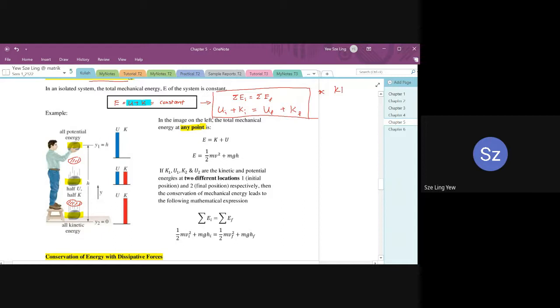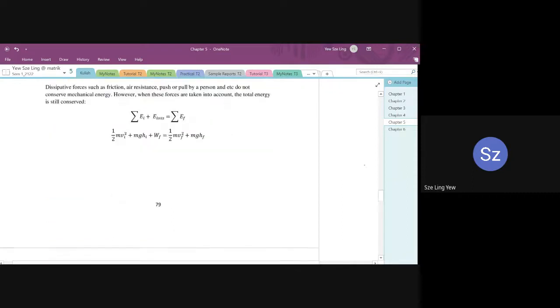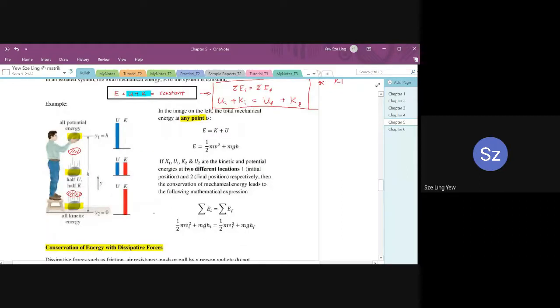If K1, U1, K2, and U2 are the kinetic energy and the potential energy at 2 different positions, you can rewrite it in this form. This is basically the equation that I gave you just now. You choose 2 different positions. It's up to you to determine which is the initial and which is the final, as long as you know the total energy is conserved. So this statement basically has nothing to do with the diagram.